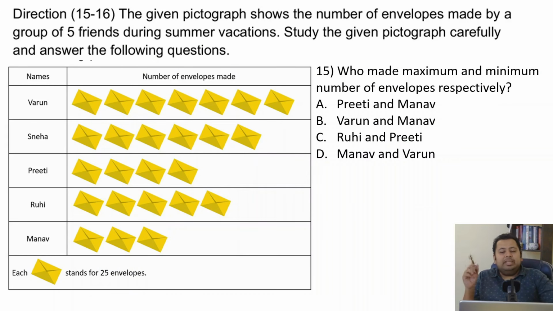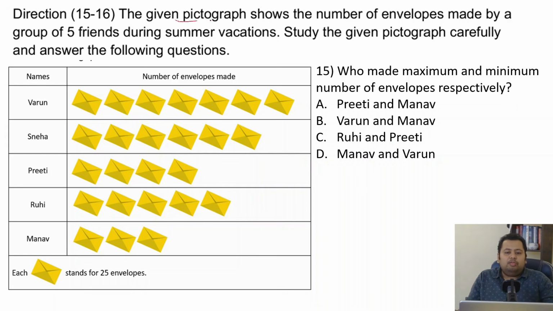Let's now go to question number 15 and question number 16, right? So questions 15 and 16 have one direction: the given pictograph. Pictograph questions are very common and very easy to solve. You just look at one pictograph and solve two questions, so both questions are done in one go.